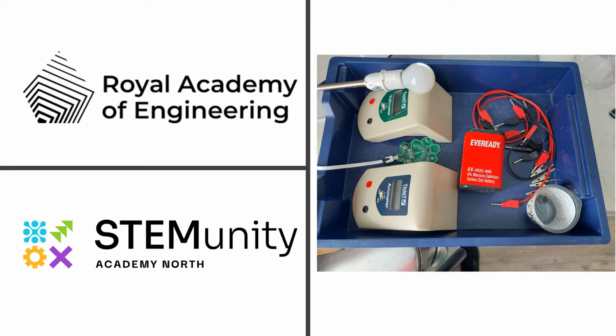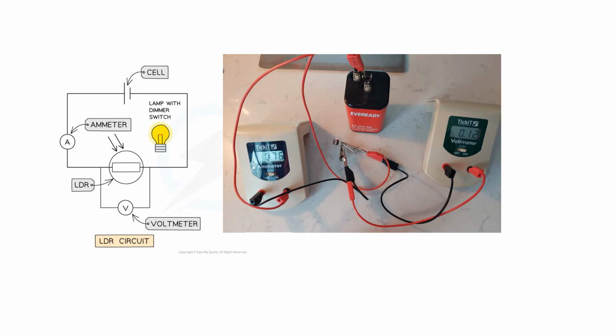For this experiment, you will need your Data Hive, 4 wires and crocodile clips, a dimmable light source. Alternatively, you can use a normal light source and just move your LDR further away to decrease the light intensity. You will also need an ammeter, a voltmeter, a cell, and of course an LDR. Connect your circuit as shown.